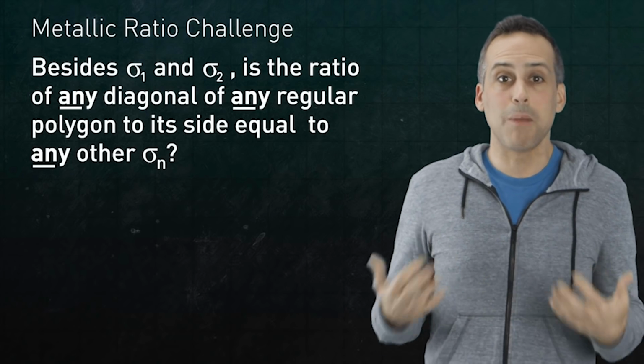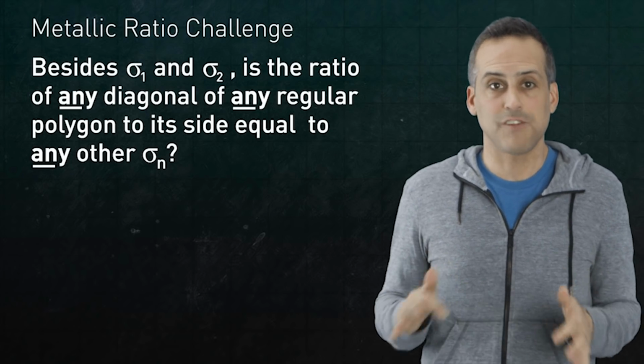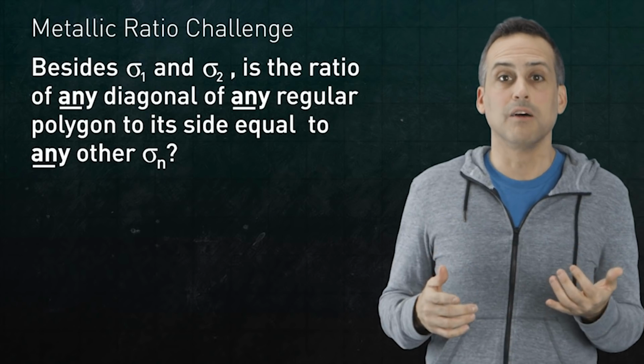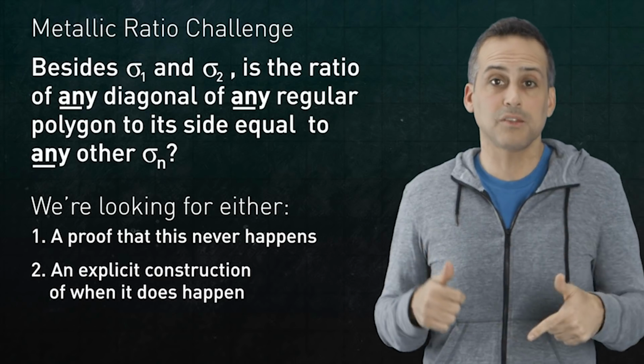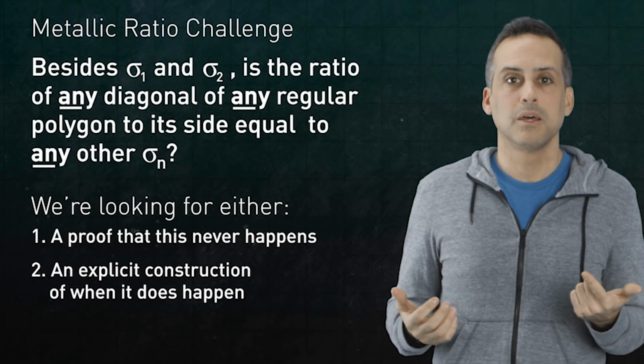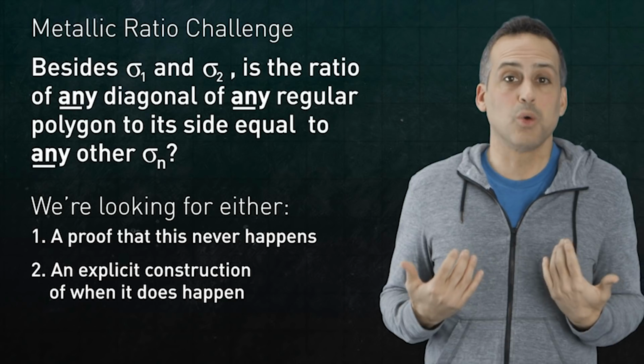I've coded up a crude numerical exploration for sigma 3 and found nothing so far. But what I'd really love is either a proof that it never happens or an explicit example of when it does happen for at least one sigma n. Now, this is an open-ended question. I don't know the answer.